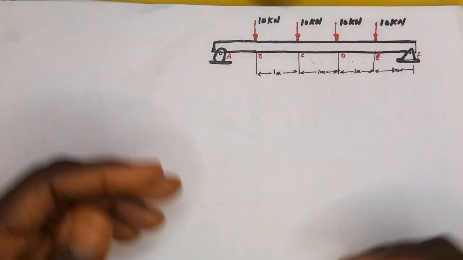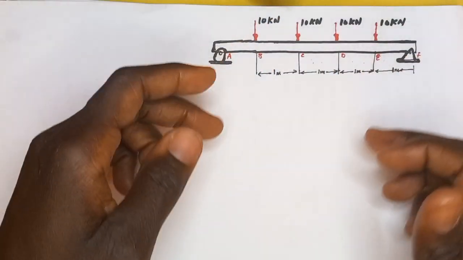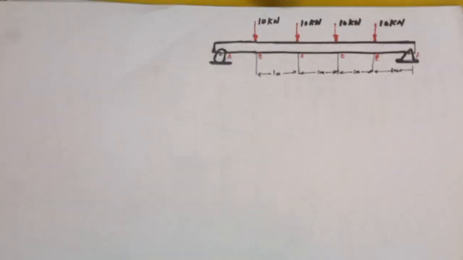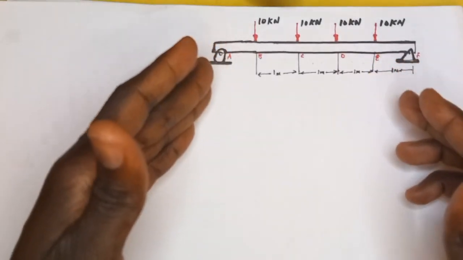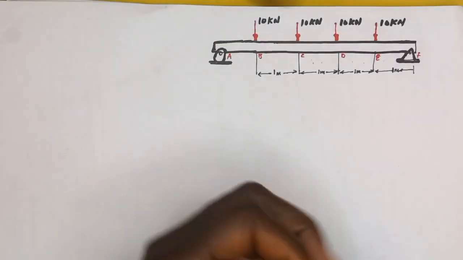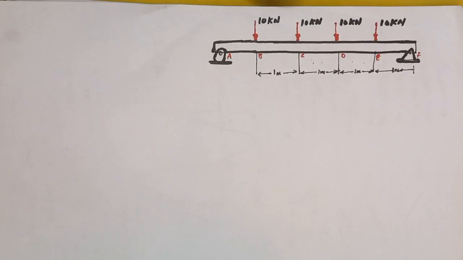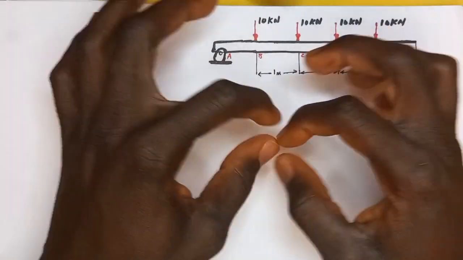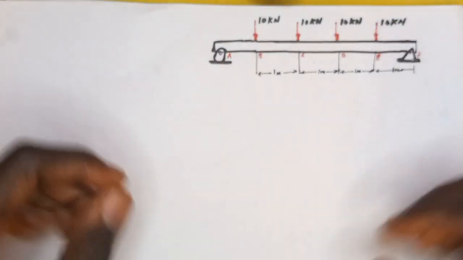In today's video, we are going to be solving this beam problem that has four forces acting on the beam, and we are also going to be figuring out the forces that are opposing the forces that are pointing down. After that, we are also going to be graphing the shear force and the bending moment.